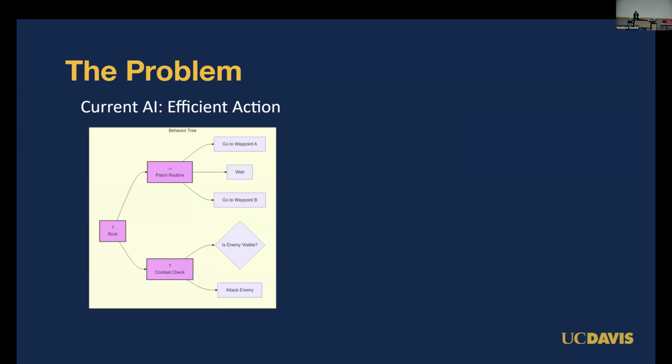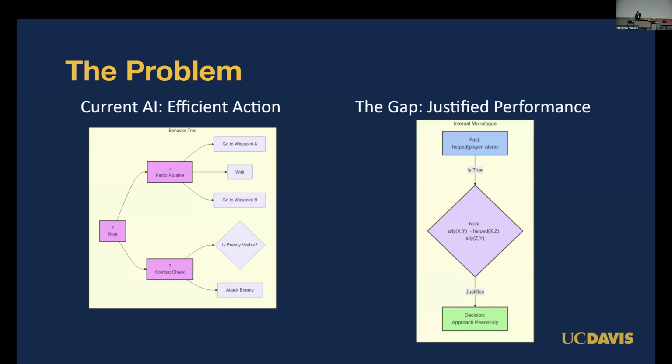Okay. All right, so the problem. Modern game AI is incredibly sophisticated. We know this. Paradigms like behavior trees and goal-oriented action planning are very, very powerful. And above all, they are efficient. But the efficiency often comes from a crucial trade-off, right? They prioritize procedural robustness over justified expressive performance.